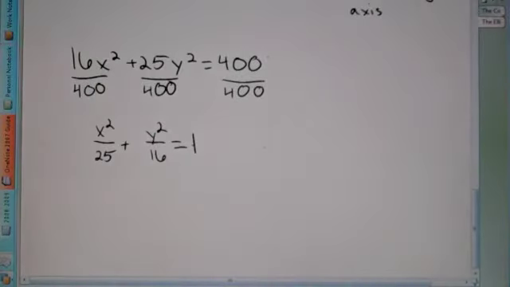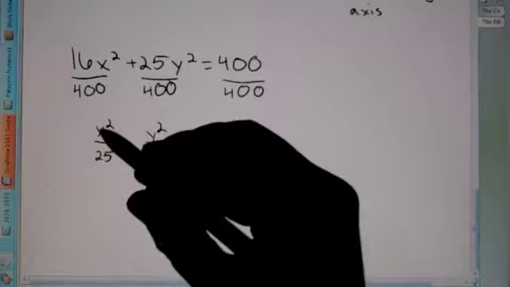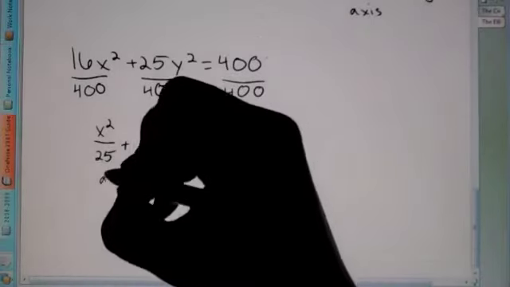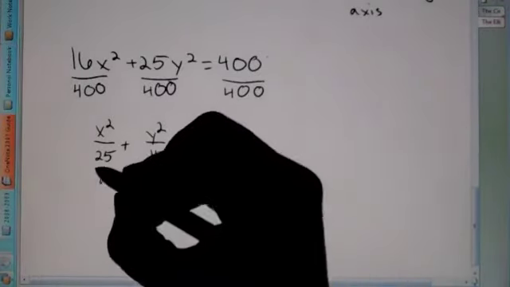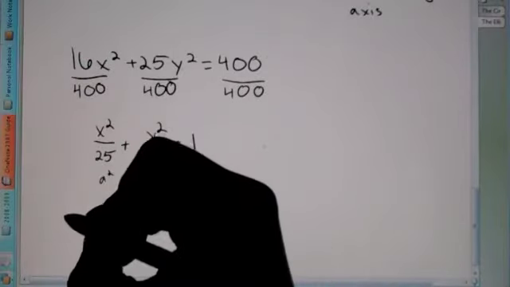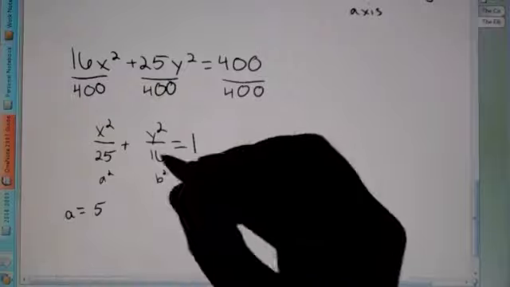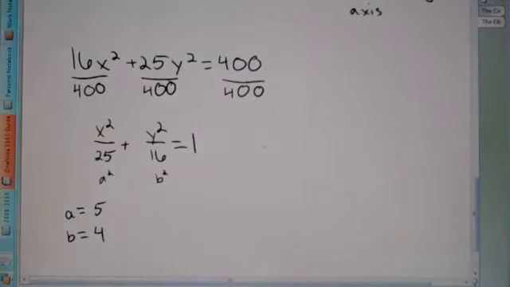All right? So now I see here that the bigger number is under the x squared. So this is playing the role of a squared. This is playing the role of b squared. So in this case, to find a, we just take the square root of this value. So here, a is going to be 5, the square root of 25. B, the square root of 16, is going to be 4.